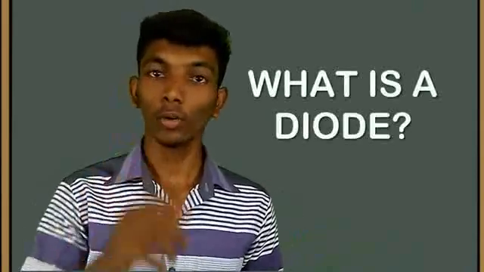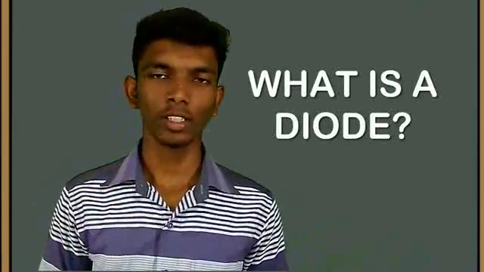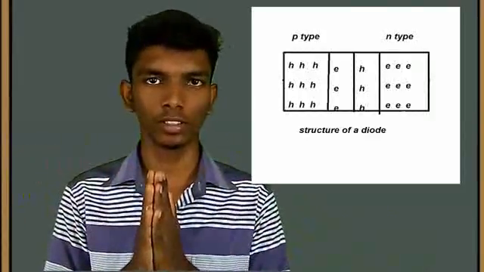Hi friends, in this video we are going to talk about the PN junction diode and how it works. While learning about the PN junction diode, we need to know about the P-type semiconductor and the N-type semiconductor. When the P-type semiconductor and the N-type semiconductor join together, they form the PN junction diode. The contact surface between the P-type and the N-type is called the junction of the PN junction diode.